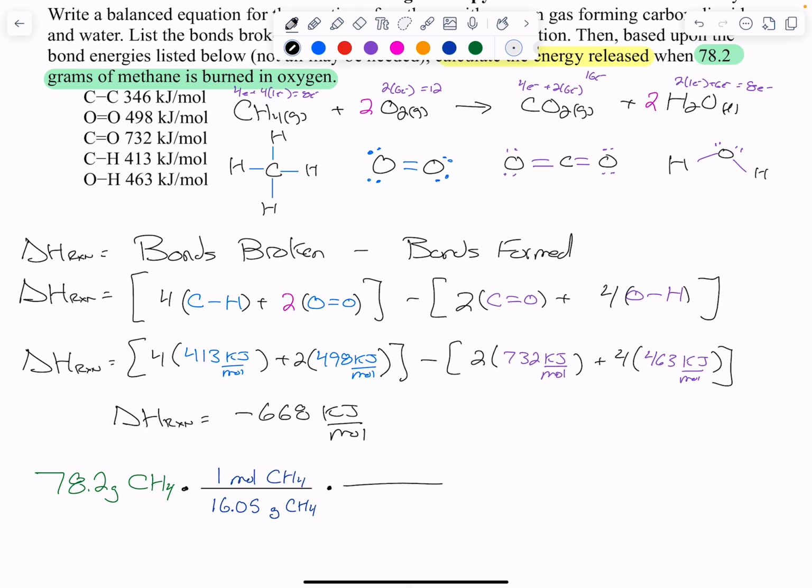All right. Now we know that 1 mole CH4 is negative 668 kilojoules. And so we take 78.2 divided by 16.05 times 668. It's negative because it's exothermic, right? And that's negative 3,250 kilojoules. That's what I got. Hopefully that helps.